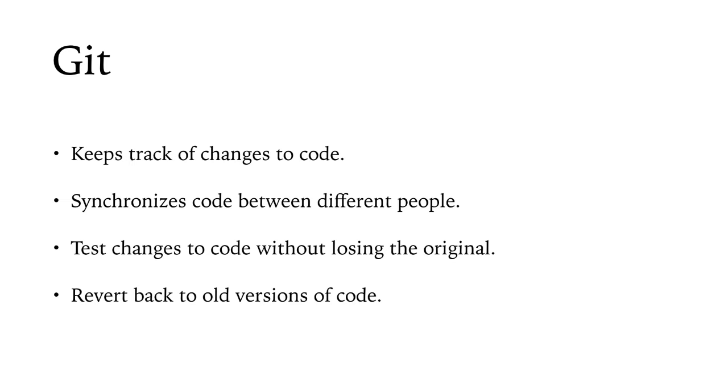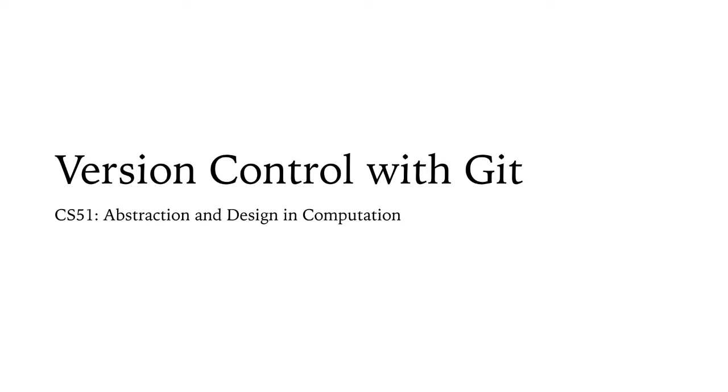So in summary, Git is a version control tool that lets you keep track of changes to your code, synchronize code between different people, test changes to code, and revert code back to previous versions. It works with online sites like Bitbucket and GitHub to let multiple people work together on the same repository. Git is an extremely powerful and useful tool in CS51 and in computer science more generally, and hopefully you feel a little more familiar with how it works now.